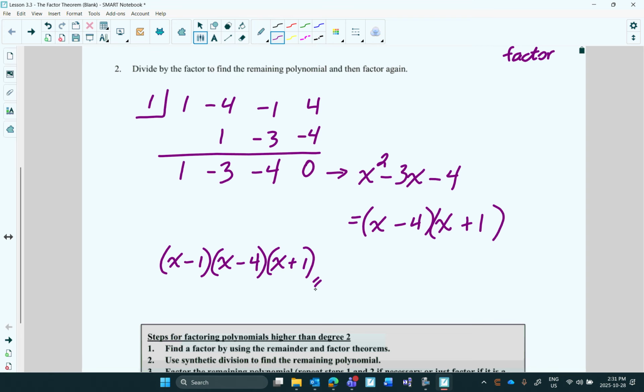How many times you have to do synthetic division and the remainder theorem depends on the degree. Notice with degree 3, you're going to have to do remainder theorem once, synthetic division. If it was degree 4, you'd have to do it twice. If it's degree 5, you'd have to do it 3 times. Usually they're going to be cubes.